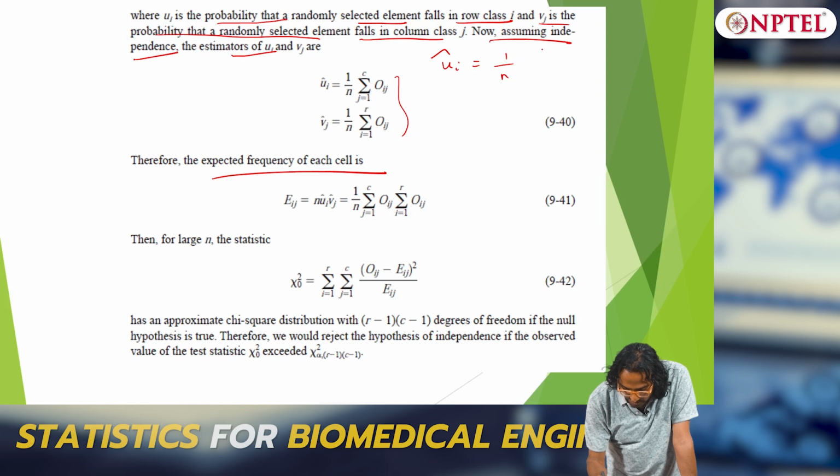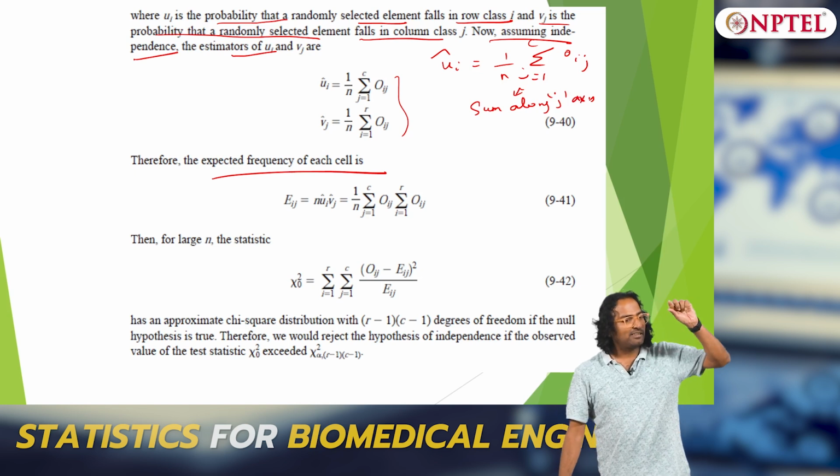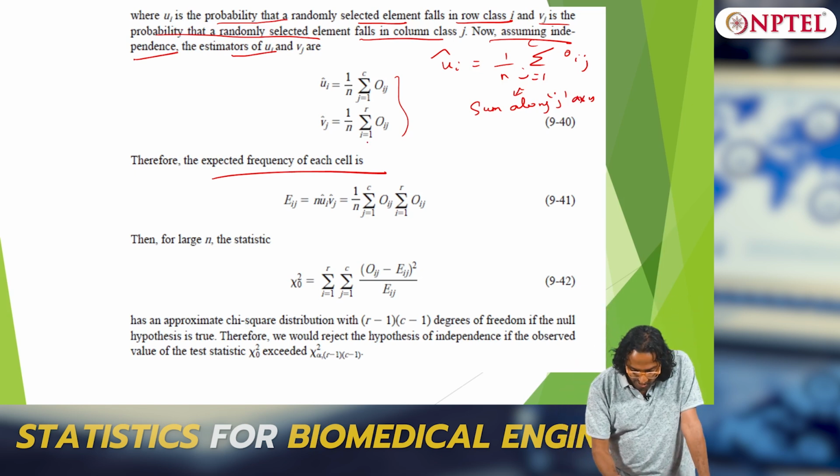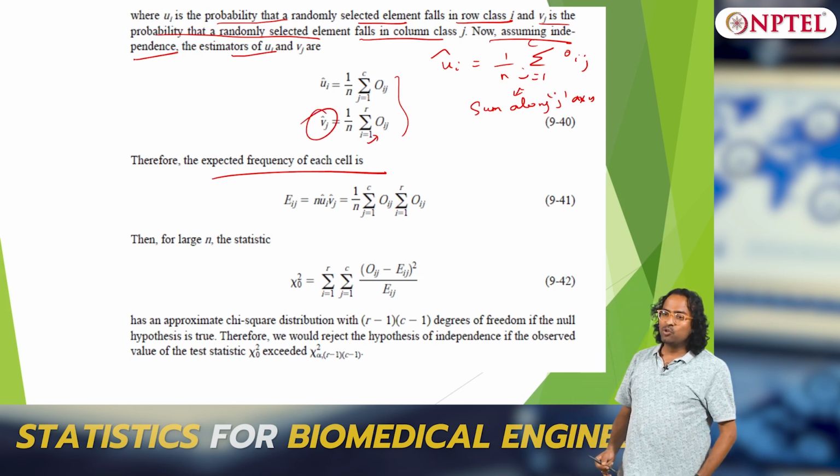1 over n times the summation over j equals 1 to c of Oij. What is it? You sum along the j axis, and you get the probability for a particular i. You sum along the i axis, and you get the estimator for j. So now I have an estimator for ui and vj.